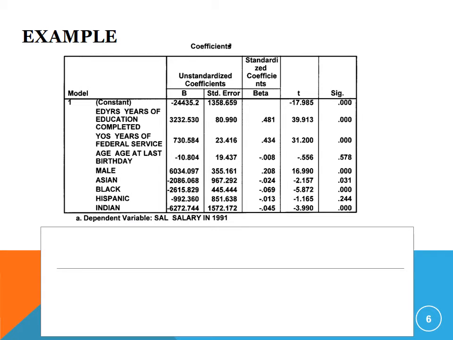Our example, here's our output. You can see here that our dependent variable is salary. We can see several independent variables: years of education, we see years of service, we see age, how old are you on your last birthday, we see gender represented by male, and we see a set of dummy variables: Asian, Black, Hispanic, Indian, and of course our reference group here for this set of dummies, yeah, you guessed it, is white, okay?